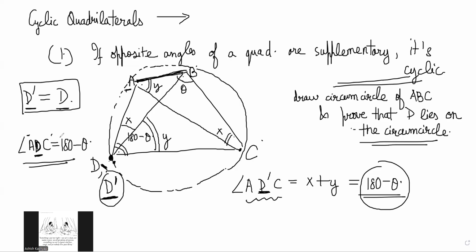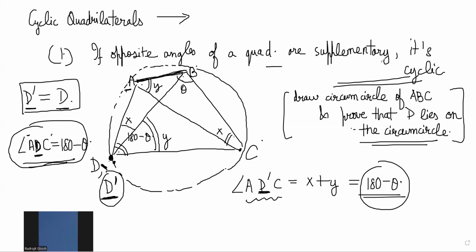And we already said that D dash lies on the circle. So we have shown that D also has to lie on the circle now. Yes, sir. Sir, what do you mean? What you have firstly assumed, explain, sir: you have assumed that angle ADC is 180 minus theta, to prove that.